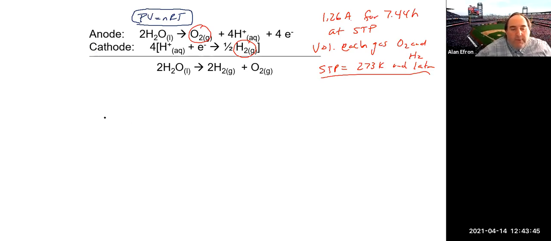The beginning part really does work out the same. We have the amperage. We also have the time. Just like before, in order for everything to cancel out correctly, we do need to get the time into seconds. So you might as well just do that up front. So that's going to give us 26,784 seconds.